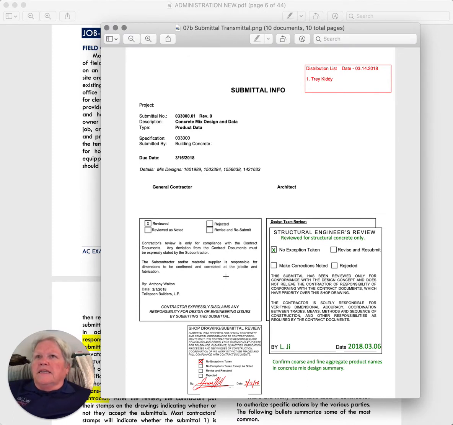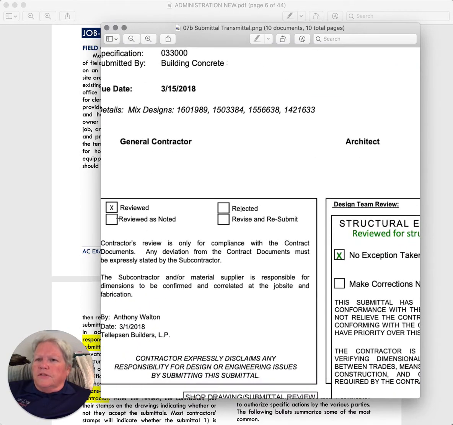Now, again, you're picking up where the architecture leaves off. In today's world of the American Institute of Architects, architects do not approve them as their own design. They will review and say, okay, they passed our review, but they're not going to take liability for the way it's constructed. So your options are to either have them come back reviewed as noted, rejected, or revise and resubmit.